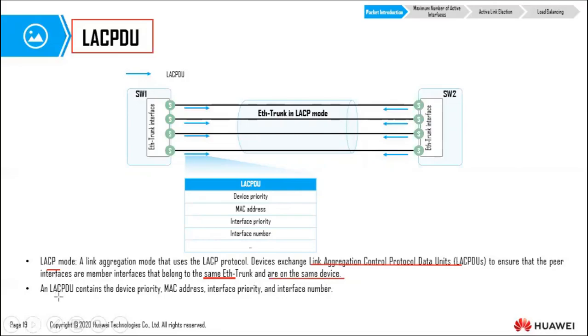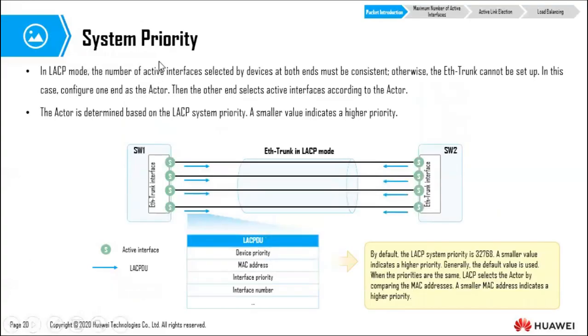An LSCPDU contains the device priority, the MAC address, the interface priority, and the interface number. We're going to see how this information is used. This is an example of an LSCPDU. You see it has the device priority, which can be configured just like in STP, the device MAC address, the interface priority, which can also be configured, and the interface number. We'll see how those details are used in the subsequent slides.